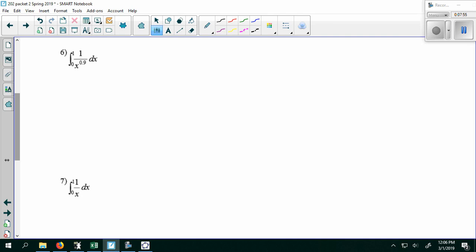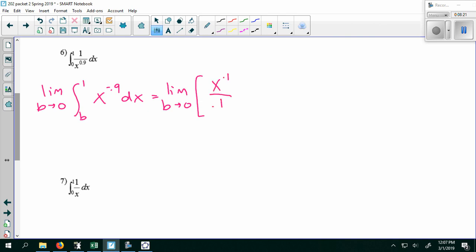Number 6, similar problem. I can't start at 0 because there's a vertical asymptote there in 1 over x to the 0.9. So instead, I'm going to go from b to 1 and take the limit as b approaches 0 of x to the negative 0.9 dx. The antiderivative is x to the 0.1 over 0.1, evaluated from b to 1.